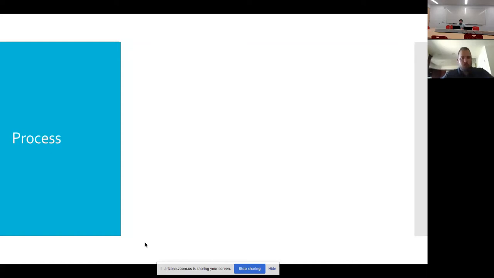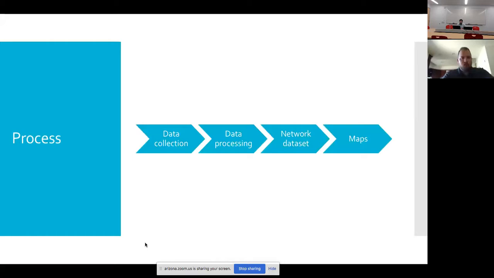So I'm going to take you through the process, the steps that I went through for this project. So I started off with data collection, then I processed the data, cleaned it, and I built the network data set in order to run an analysis, and I created the maps.